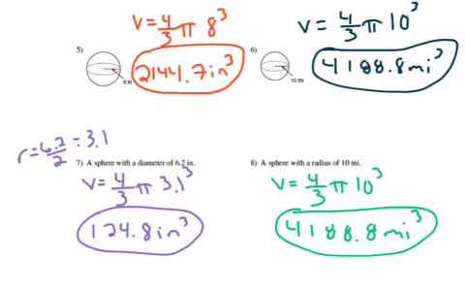And number 8 was exactly the same as number 6. It gave you a radius of 10, and you would have 4,188.8 cubic miles.